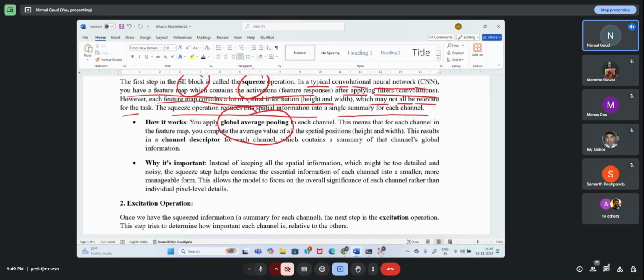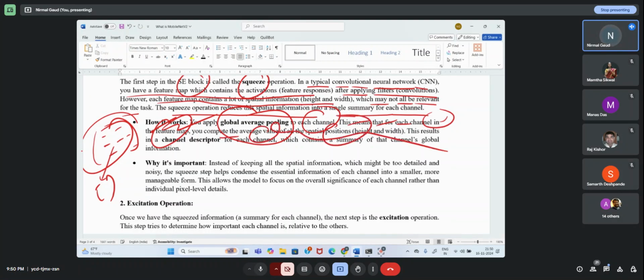We apply global average pooling to each channel. So global average pooling you very well know. This layer calculates the average of all the values which are present in the matrix and gives only one value. You have already seen this global average pooling. So squeeze is doing this thing only, global average pooling. It means for each channel in the feature map, compute the average value of the spatial position. Average कर लो पूरे का.